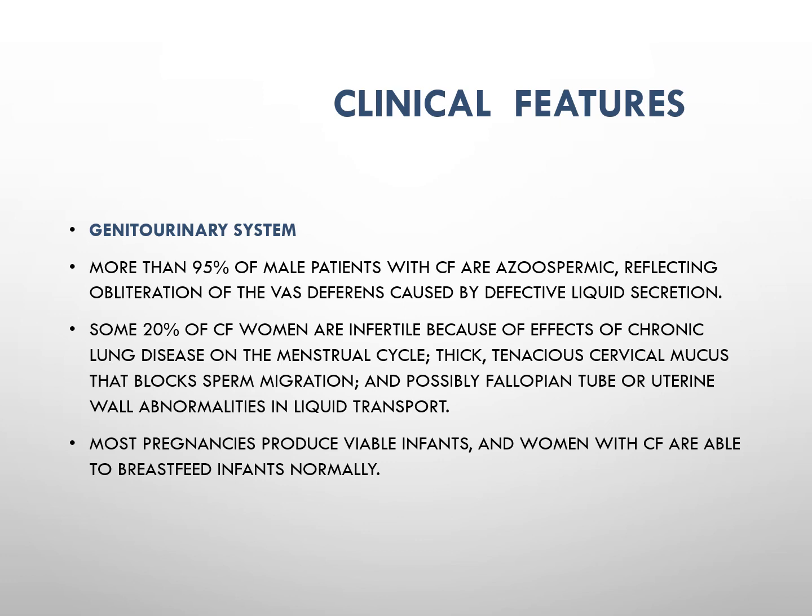Genitourinary system. More than 95% of male patients with CF are azoospermic, reflecting obliteration of the vas deferens caused by defective liquid secretion. Some 20% of CF women are infertile because of effects of chronic lung disease on the menstrual cycle, thick, tenacious cervical mucus that blocks sperm migration, and possibly fallopian tube or uterine wall abnormalities in liquid transport. Most pregnancies produce viable infants, and women with CF are able to breastfeed infants normally.